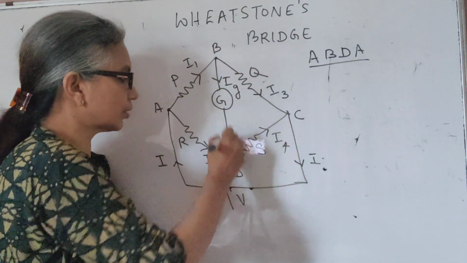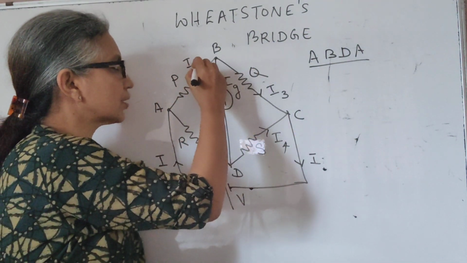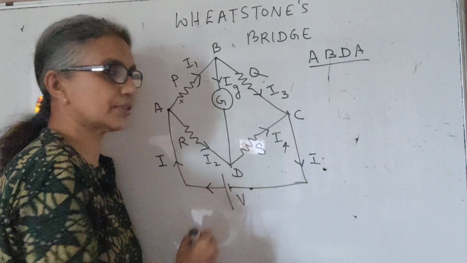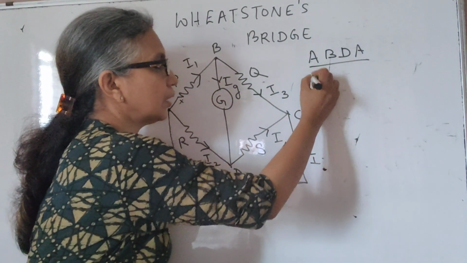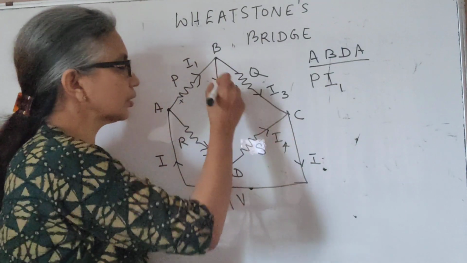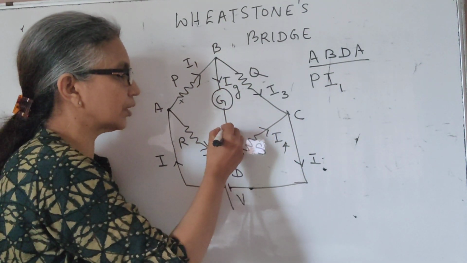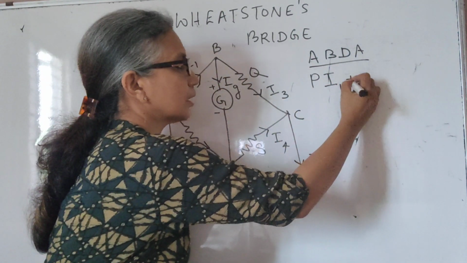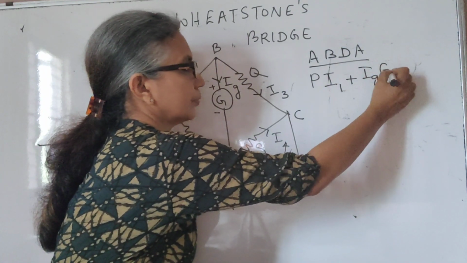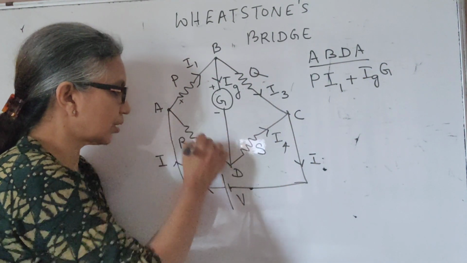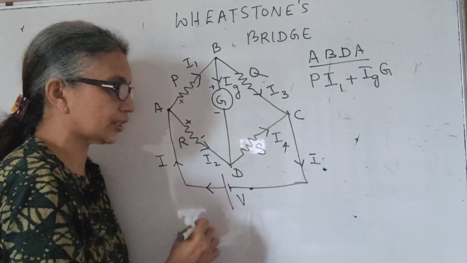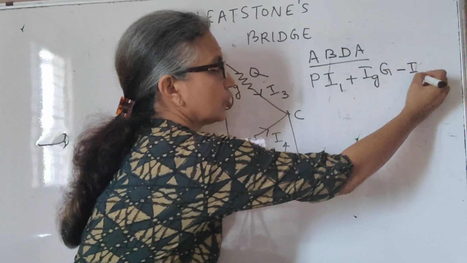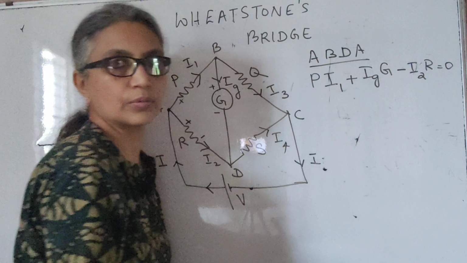Now if I write Kirchhoff's rule here. Here the current is I1 and the resistance is P. Since the current is in this direction, this will be plus and this is negative. So we have P into I1. Then when I enter the galvanometer, this is the direction of current, so plus and minus. So this will be plus Ig into G. Then when I enter here, current is in this direction, so this was the positive and this was the negative. So when I enter here, this should be minus I2 into R, so that minus I2 into R must be equal to 0.